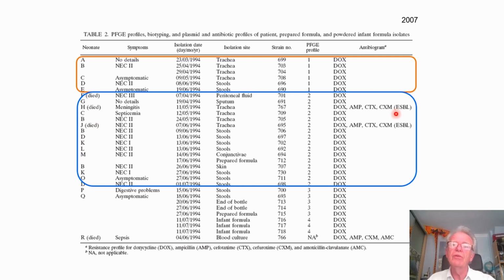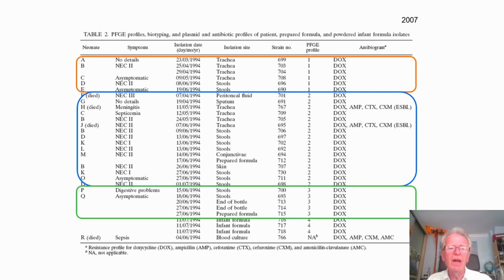The second, pulse type 2, has a greater number of isolates, and you can see that we have 3 deaths. You can also see that 2 strains have ESBLs. So there's a big difference here. Deaths, ESBLs going on. Again we have perinatal fluid, sputum, trachea, stools, conjunctivitis, skin, and we have a lot of necrotizing enterocolitis, and meningitis as well.